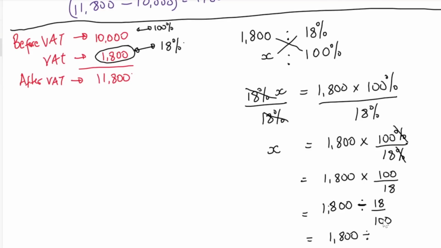So 1,800 divided by 18 over 100 is the same as 1,800 divided by 0.18. This is the stage in the working that we are implementing in our scenario 2.